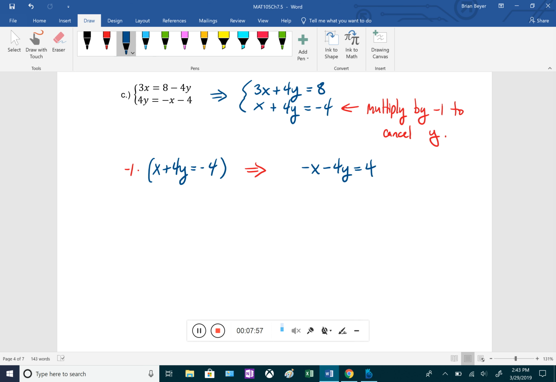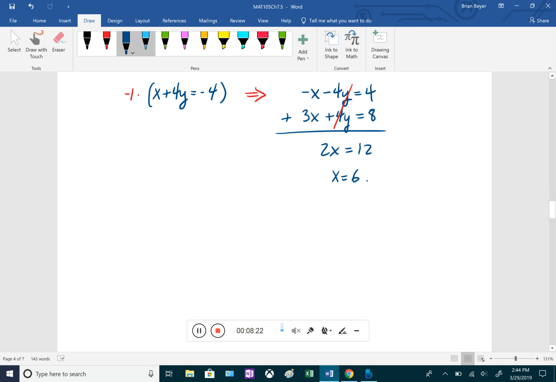And then we're going to add that to the other equation. So 3x plus 4y equals 8. Add these together. Negative x plus 3x, that gives us 2x. The y terms cancel, and 4 plus the 8 is 12. Divide both sides by 2. We can solve for x by getting x equals 6.